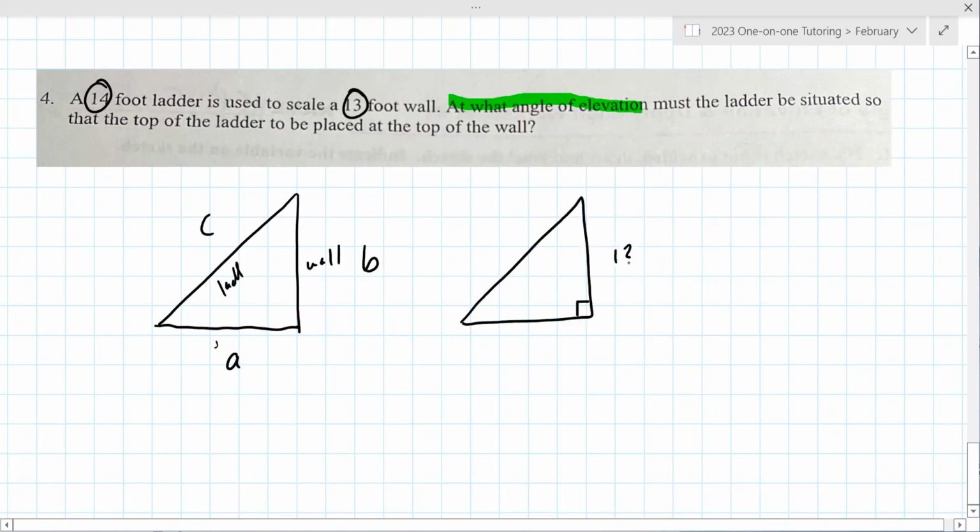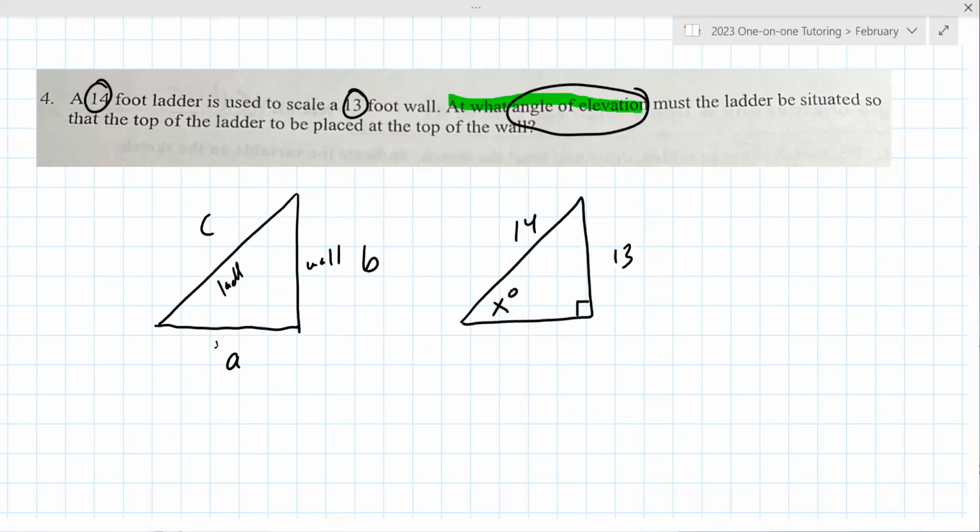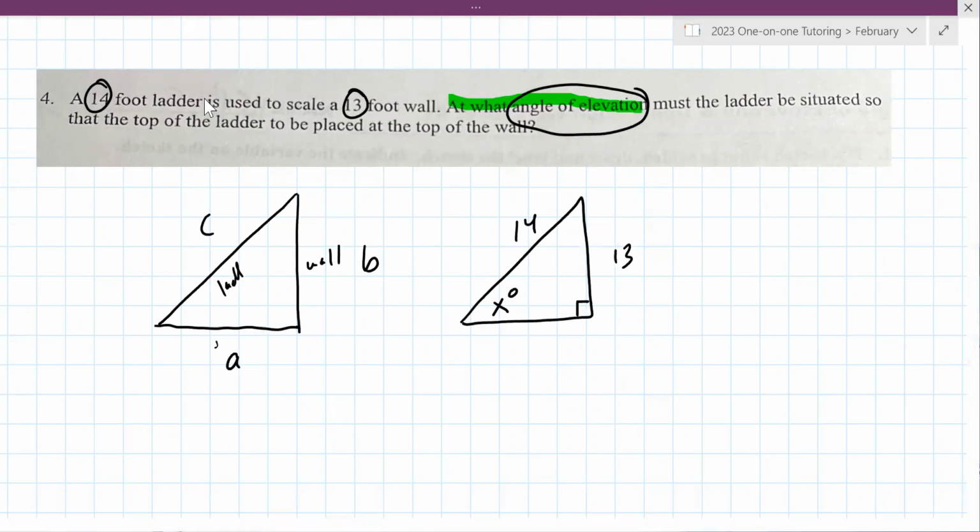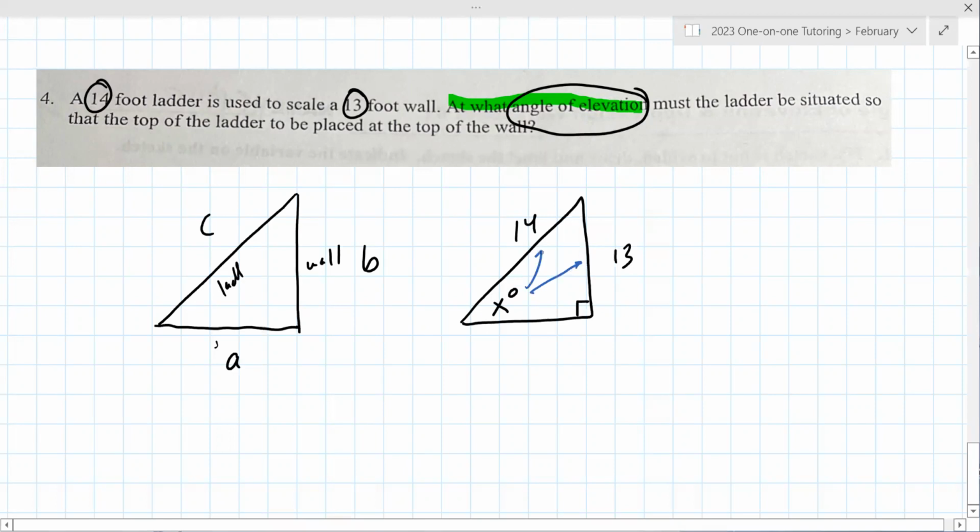Good. Now the angle of elevation is this right here. Call that X. Is that okay? So again, relative to X, what are you given? What's the 13? What's the 14? We're given the opposite and the hypotenuse. So which trig function? Sine. So it's sine of X equals opposite over hypotenuse, 13 over 14.